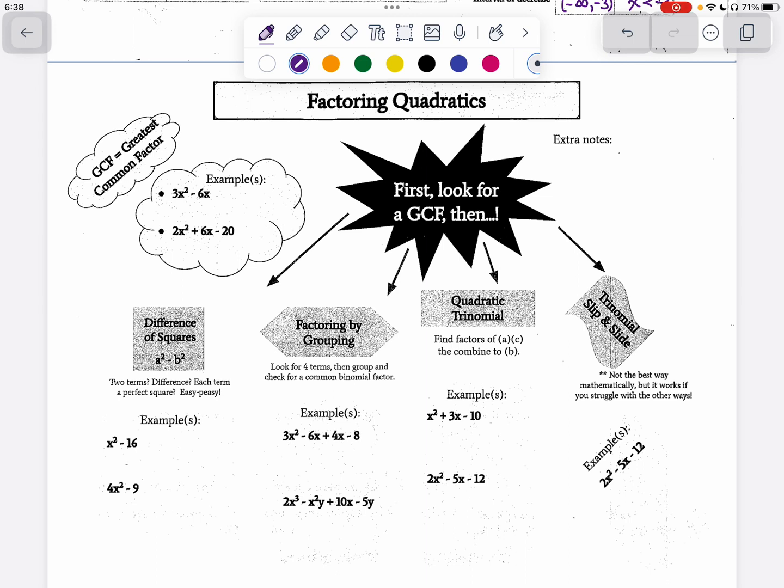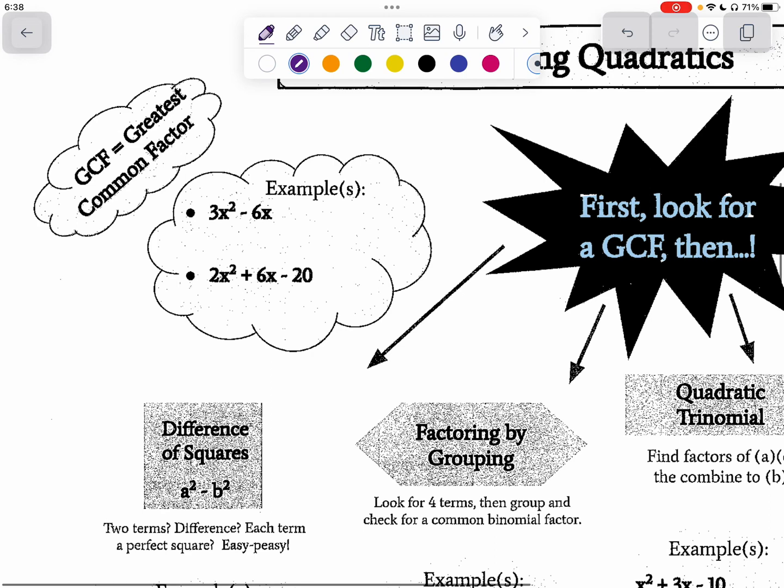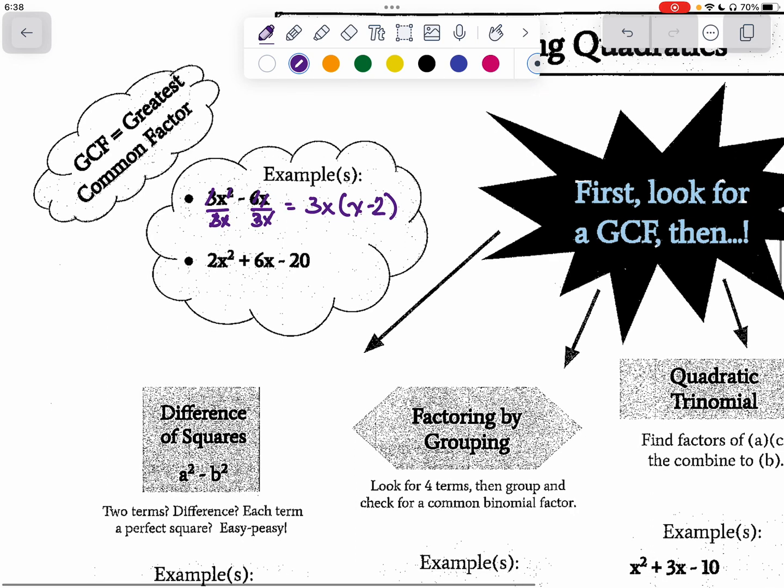The first thing you want to do is always look for a greatest common factor when you're factoring. No matter what, you want to see if you can simplify those numbers a little bit. So just to refresh greatest common factor, you look at your terms and think, what do both of those terms have in common? What can I divide out of both of them? Well, 3 is a factor of both 3 and 6, and so is x. X will go into x squared, and x will also go into 6x. So when I factor out my 3x, that's going to leave me with x minus 2, and that's factoring out the greatest common factor.